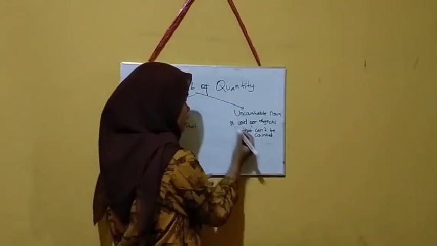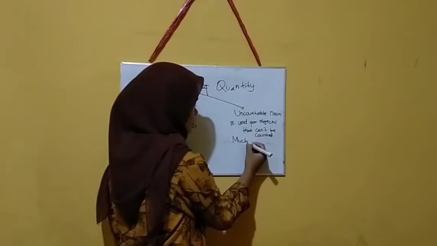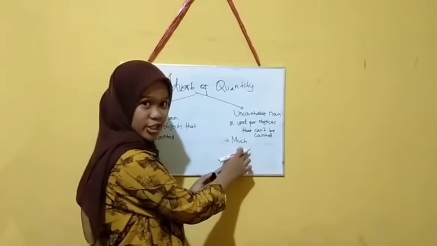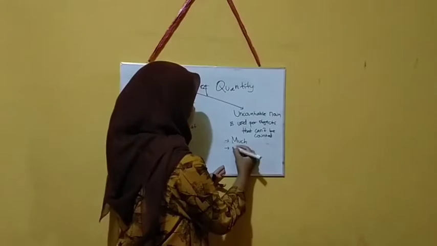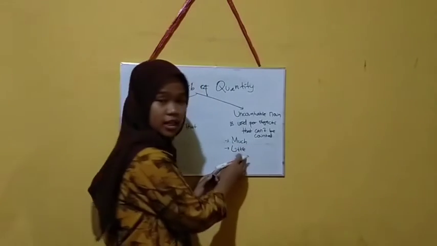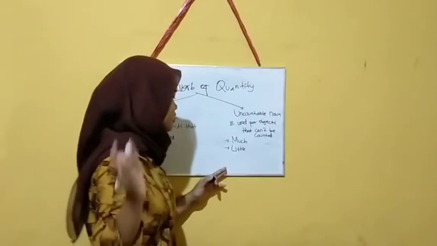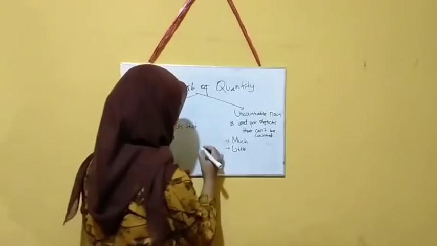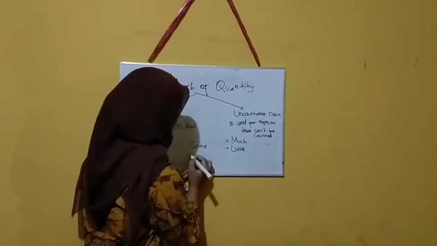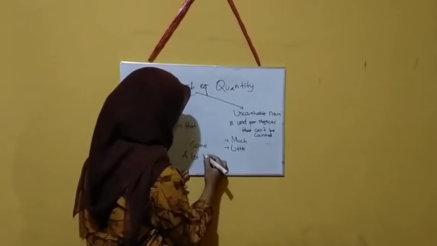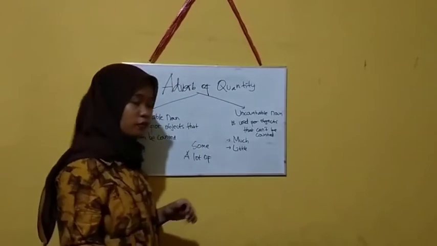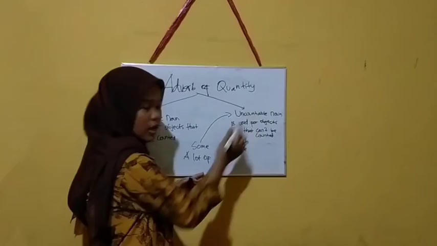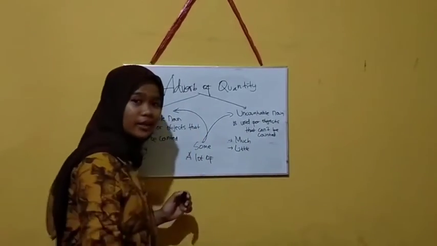Uncountable noun. The example is, please repeat after me. Much. Much. Yes, that's right. Little. Little. Yes, good. And then, how about some and a lot of? Some and a lot of can be used in countable noun and also uncountable noun.